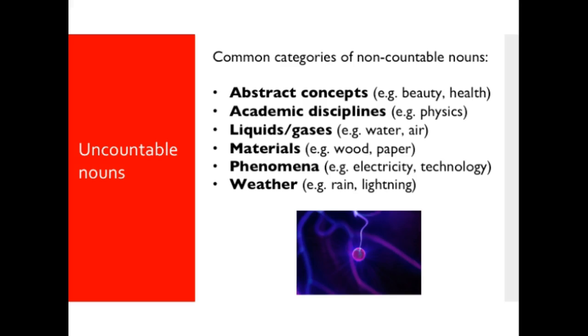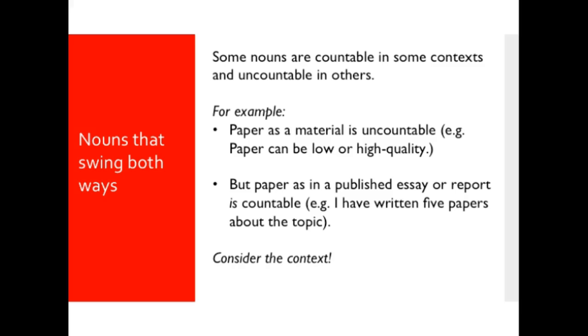So some examples of uncountable nouns: abstract concepts tend to be uncountable. Academic disciplines, we cannot say there are 7 engineerings, so engineering is not a countable noun. Liquids and gases, materials, phenomenon, and weather, for example, wind or rain. These are uncountable nouns that do not require determiners.